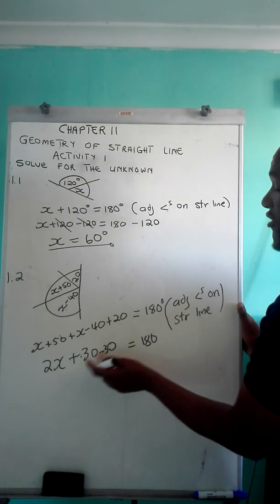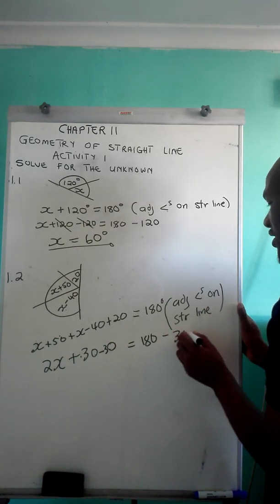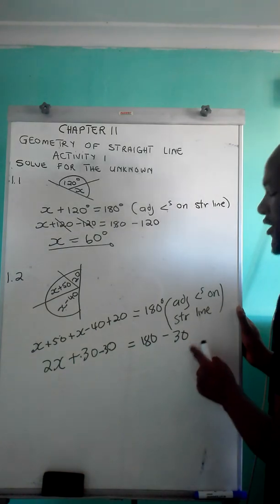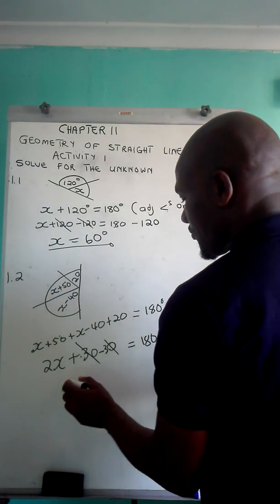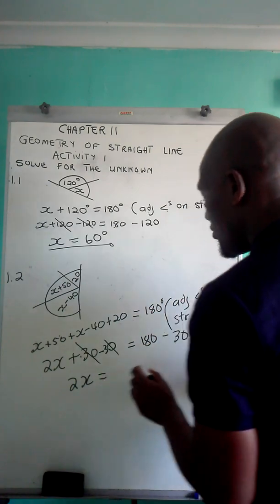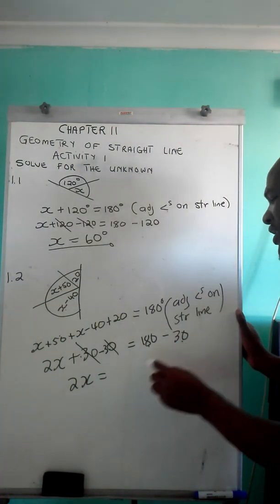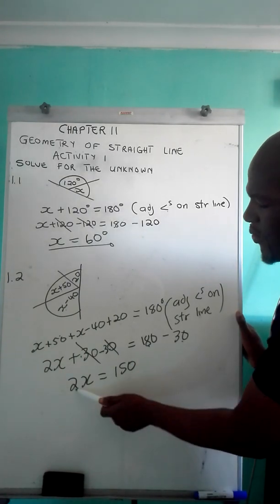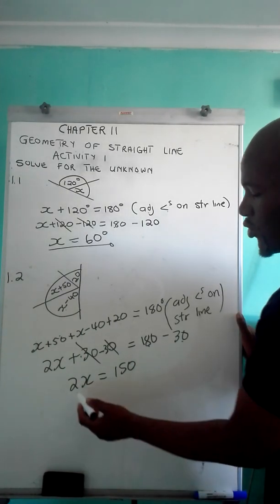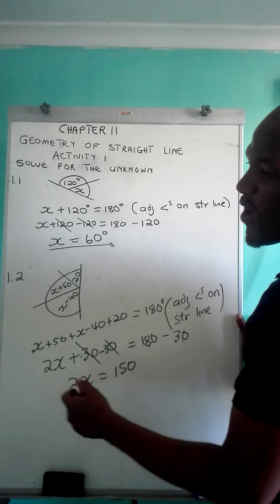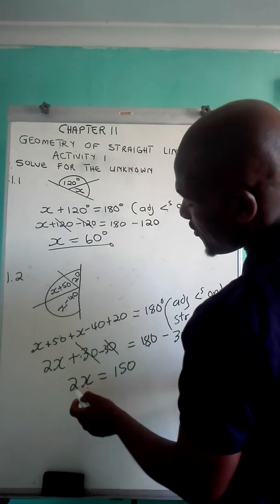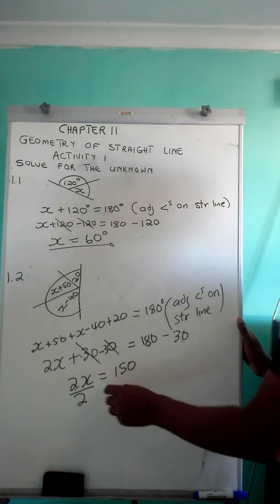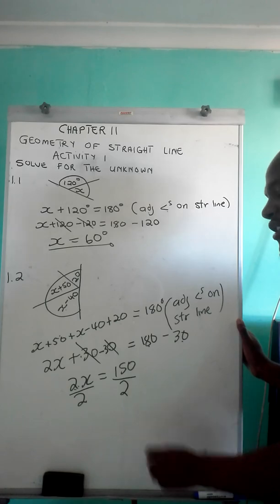What you do on the left hand side, you also do on the right hand side. If you minus 30 this side, you must minus 30 on the other side. This is 2x equals, what is 180 minus 30? The answer is 150. But now I don't want 2x, I need x. So 2x is 2 times x. What is the opposite of multiplication? It's division. You divide by 2. What you do on the left hand side, you also do on the right hand side.